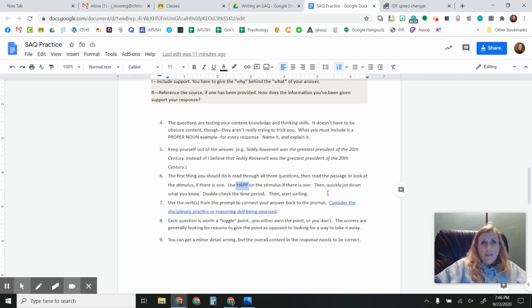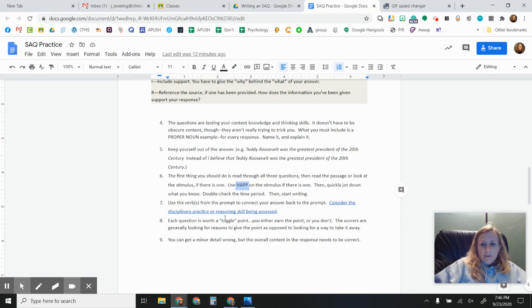You've all learned, I think, how to unpack prompts. So make sure you do that here. Circle the verb, use that verb when you're responding in your answer so that it's very clear that you know what you are supposed to do. Again, I think I mentioned it earlier. One of the big mistakes is when people don't actually answer the question at hand.